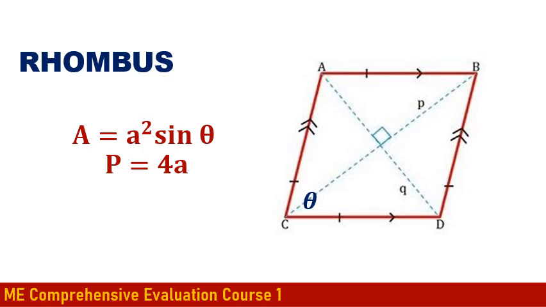Then for a rhombus, that's also A squared, but you have to multiply it by sine theta, because for a rhombus, theta is not necessarily 90 degrees. Then the perimeter is also 4A, because we know that all sides of the rhombus are equal. So that's why we can also use the 4A.